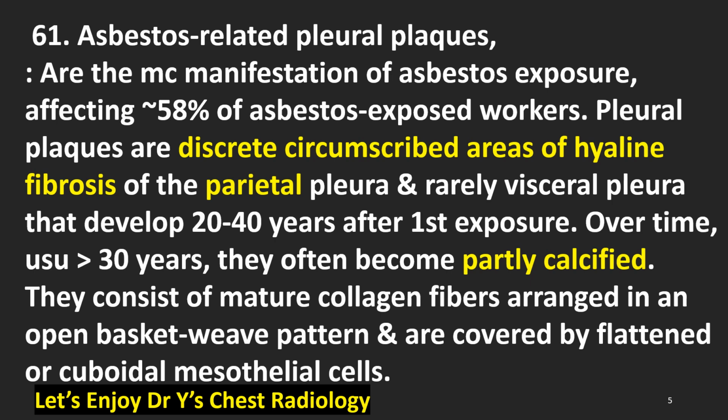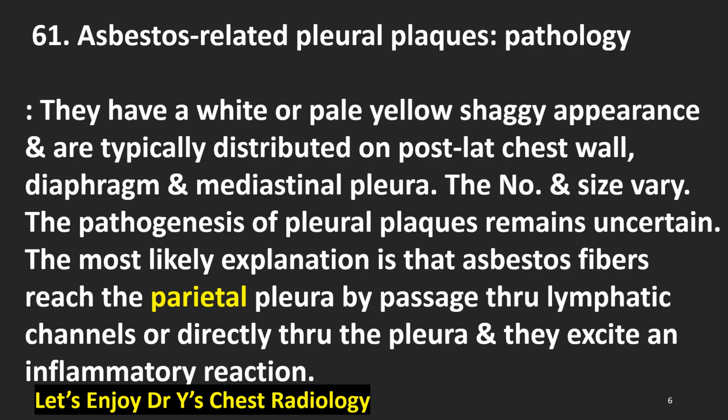They consist of mature collagen fibers arranged in an open basket weave pattern and are covered by flattened or cuboidal mesothelial cells. Pathology: they have a white or pale yellow, shaggy appearance and are typically distributed on the posterior lateral chest wall, diaphragm, and mediastinal pleura. The numbers and sizes vary.